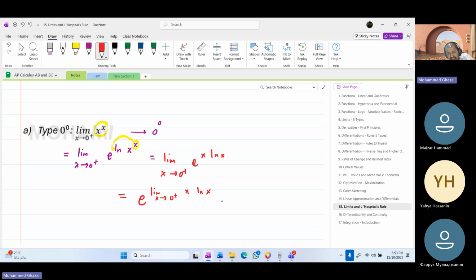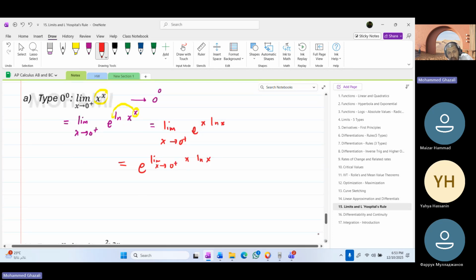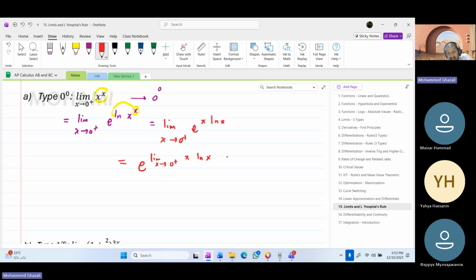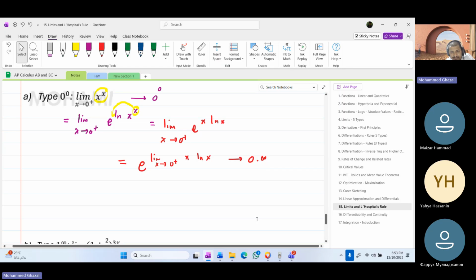And didn't we solve x ln x before? That part is 0 times infinity. We already did this limit, so I'm going to copy it. You only need to solve the limit on the power. Right, let's solve this limit here now.